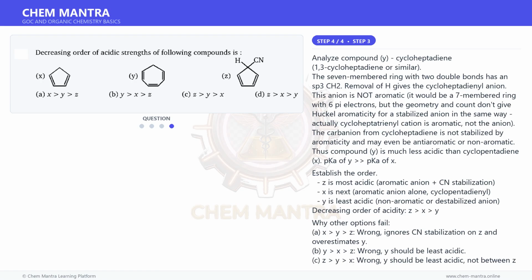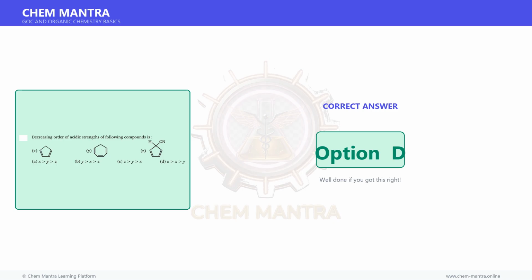Why do the other options fail? A. X, Y, Z, wrong, ignores CN stabilization on Z and overestimates Y. B. Y, X, Z, wrong, Y should be least acidic. C. Z, Y, X, wrong, Y should be least acidic, not between Z and X. D. Z, X, Y, correct. Therefore, the correct answer is option D.